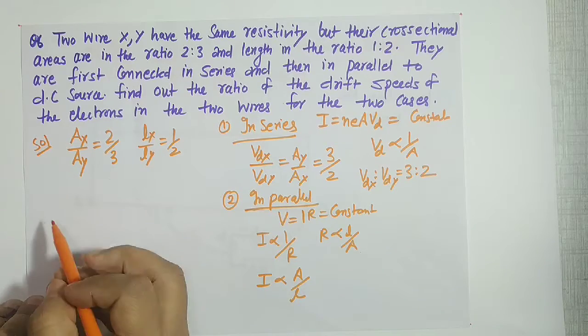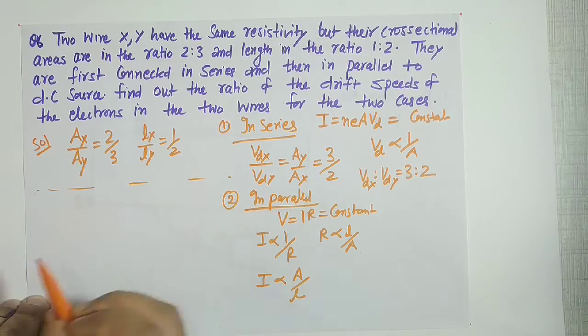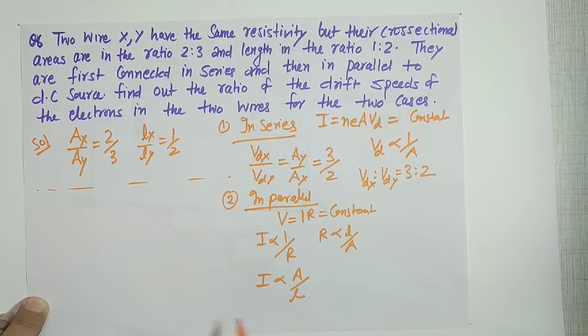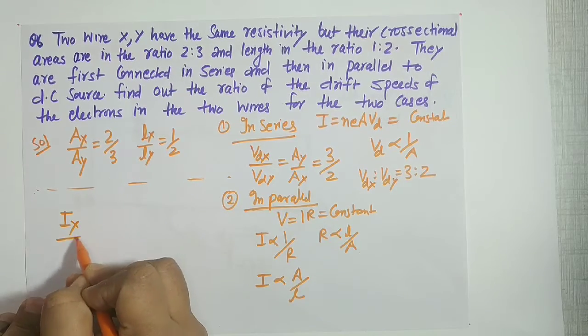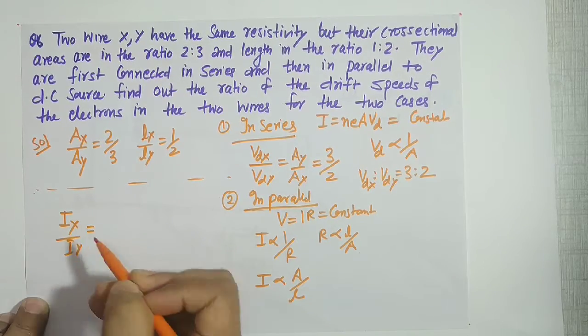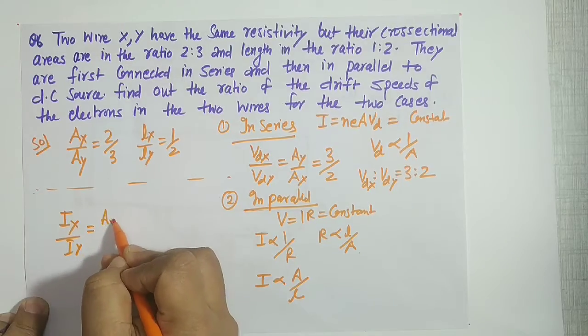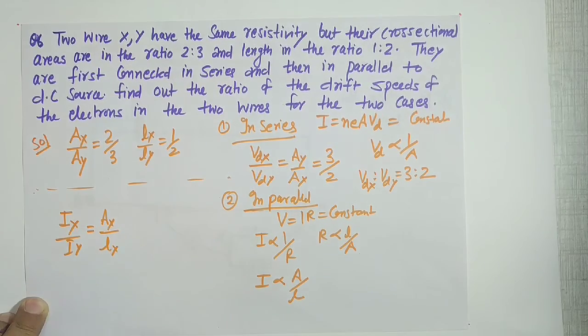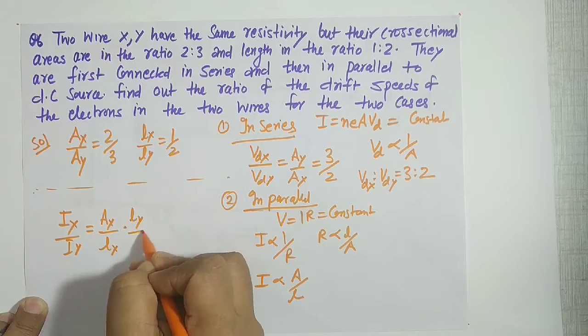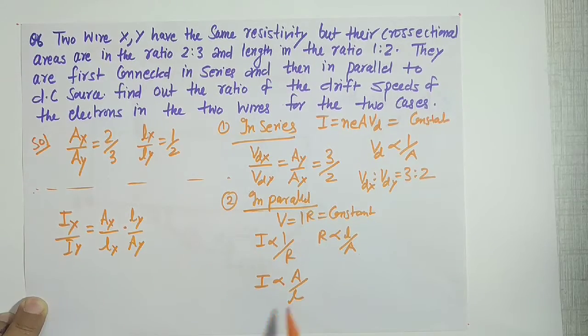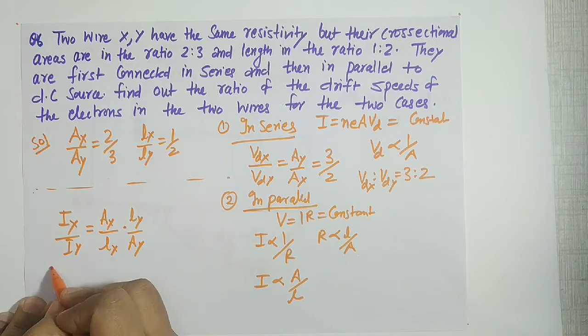Now what is I here? If I ask you what is I here? I is what? nAeVd. So Ix by Iy can be written as what? Ax by Lx, and in the same way Ly by Ay. Are you getting it here? We can write in this way. And then what is this?